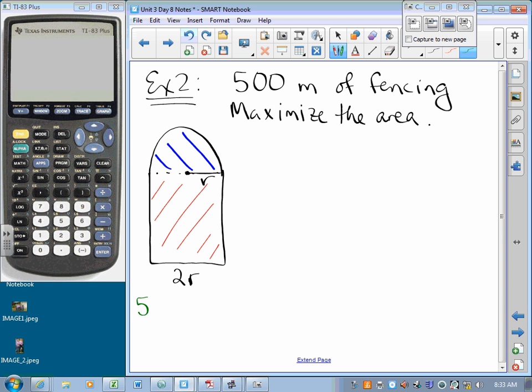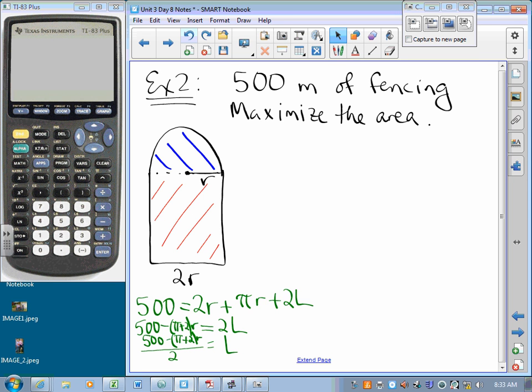I've got 500 meters of fencing. So if I've got 500 meters of fencing, that's got to cover the width at the bottom plus the circumference of a semicircle, which is pi r, plus 2 lengths of the rectangle, which means that 2 lengths of the rectangle is 500 minus pi plus 2 r's. So each length is 500 minus pi plus 2 r's over 2. I hope that makes sense.